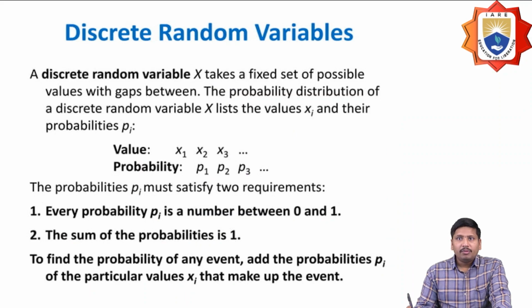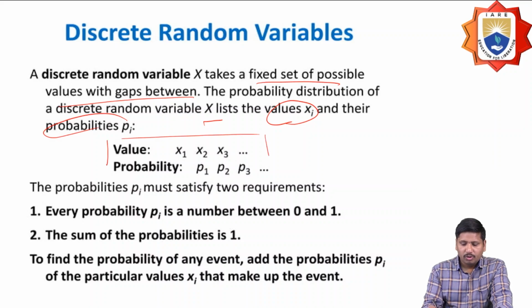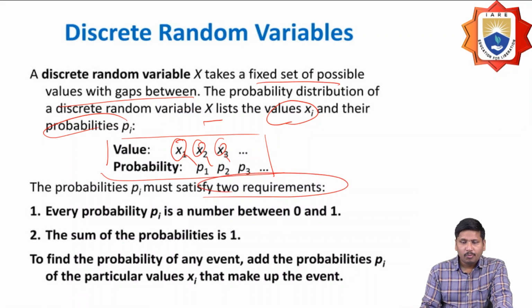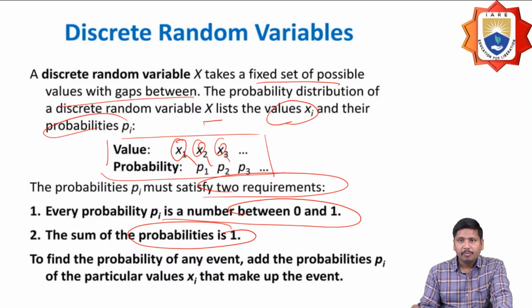And the discrete random variable, how can we do that? Here the discrete random variable x takes a fixed set of possible values with gaps between them, and the probability distribution of this discrete random variable x lists the set of values and then probabilities. This is the table I showed previously. For all the values there should be a corresponding probability. Here the Pi must satisfy two requirements: every probability Pi is a number between 0 and 1 only, and the sum of all probabilities should equal 1.